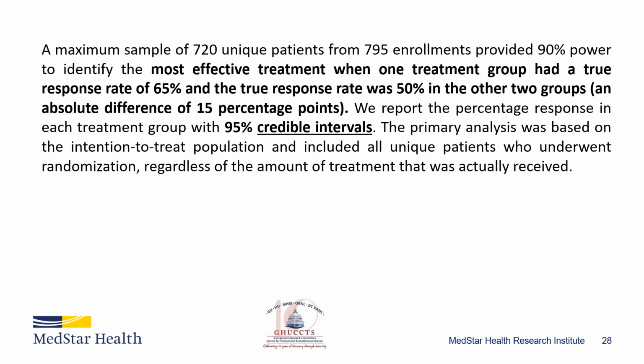But in Bayesian statistics, when you do an interval, it's called a credible interval. In frequentist statistics, it's called a confidence interval. And then they mentioned that it was based on the intention to treat population. That is, even if a patient was randomly assigned to get one drug, but they didn't get that or got something else, they're still going to be analyzed as if they were in that particular drug group.